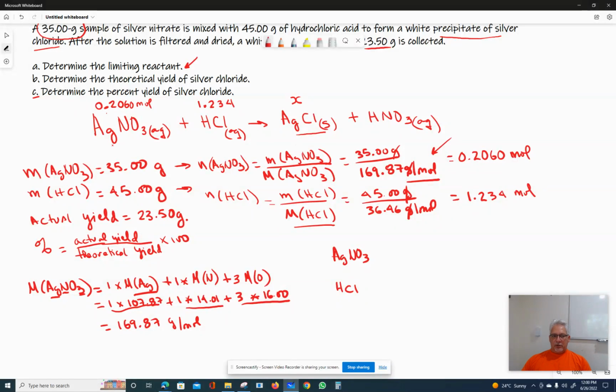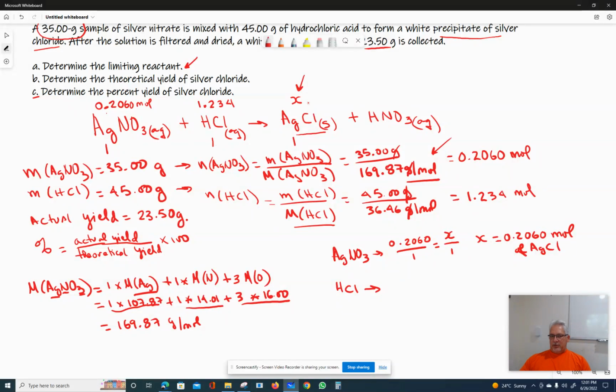How? Notice that in my coefficients, 1 mole of silver nitrate is producing 1 mole of silver chloride. So I don't need to do the math, but if you want, I can make the following proportion: 0.2060 over 1 equals x over 1. I need to find the value of x, and the answer is that x will also be 0.2060 mole of silver chloride produced using this equation. And then I have to do the same thing with the hydrochloric acid.